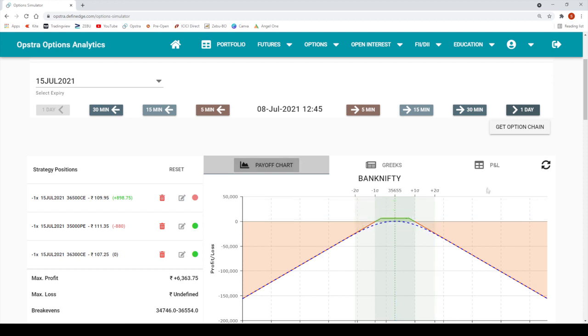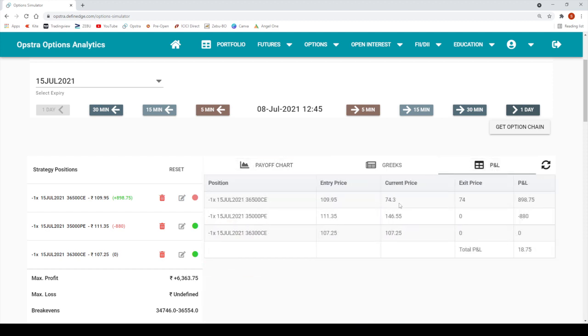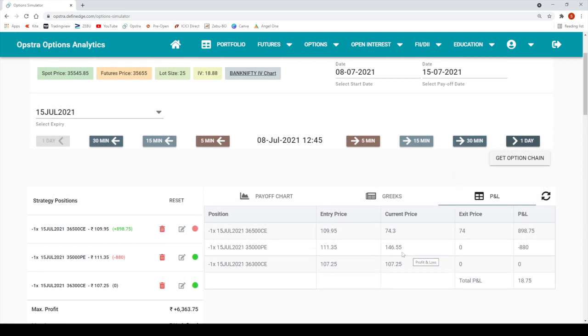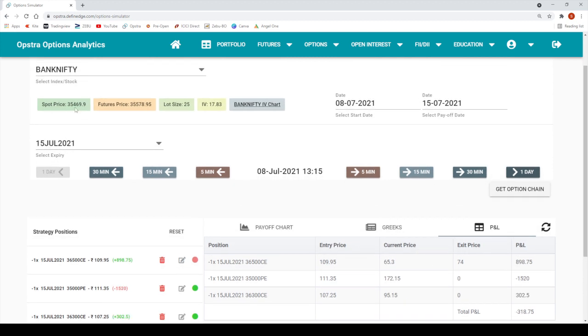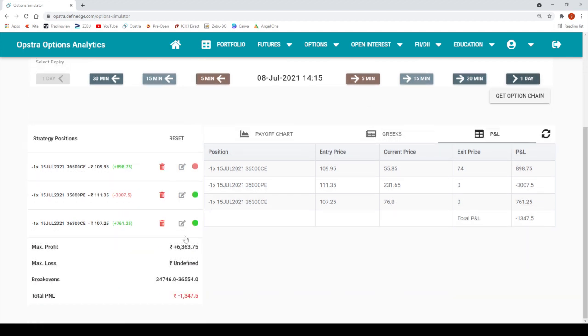So it is almost middle. We will go to P&L. So now we will go forward and we will check how the trade is going on. Okay, 35,469. We will go forward. 290. So now there is a mismatch. Okay, the put price went to 231. The call become 76.